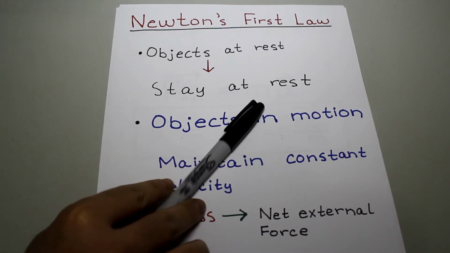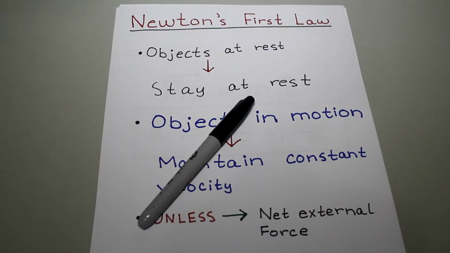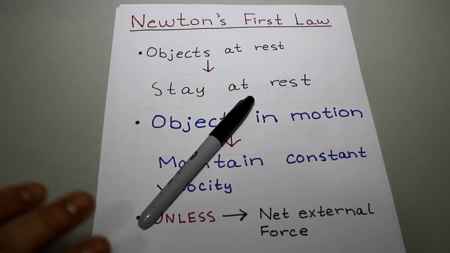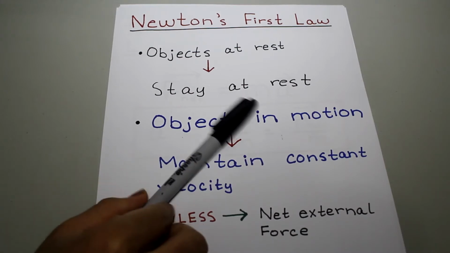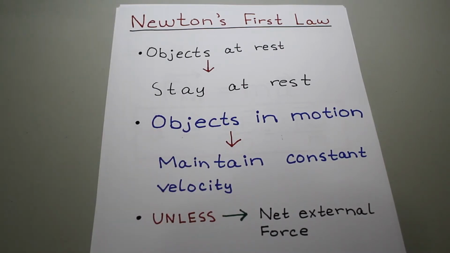So let's say this marker is at rest right now. The forces are in equilibrium. There's no net force in a specific direction, so the pen is not going to the right, to the left, up or down. So it's just at rest. But if this was moving at a constant velocity and there was no net external force, the forces in all directions were equal, the pen would continue to go in the direction it was initially going at the same speed. That's basically all the first law is talking about.